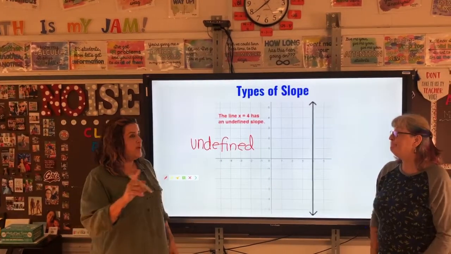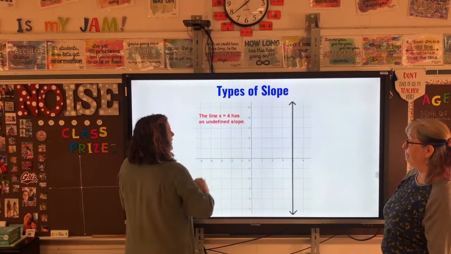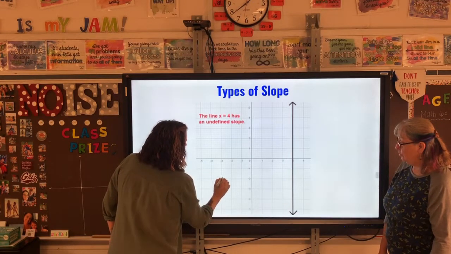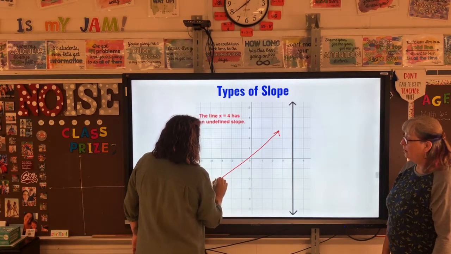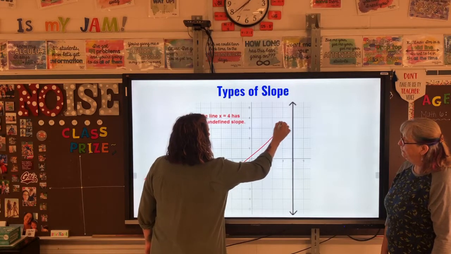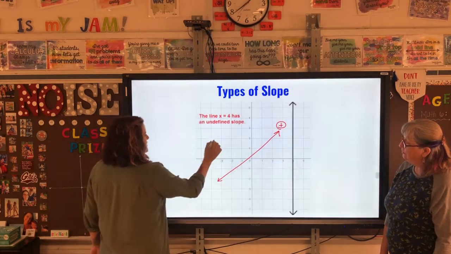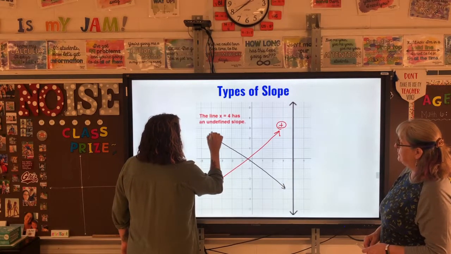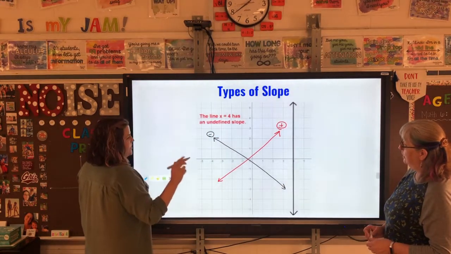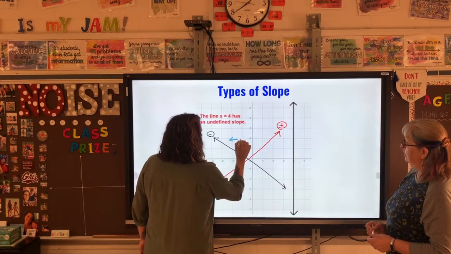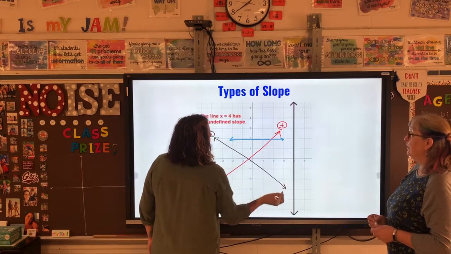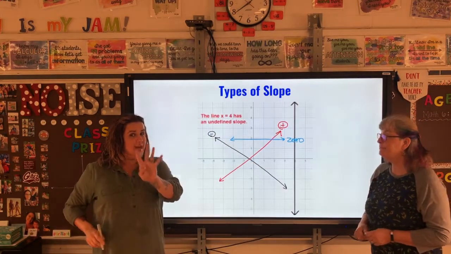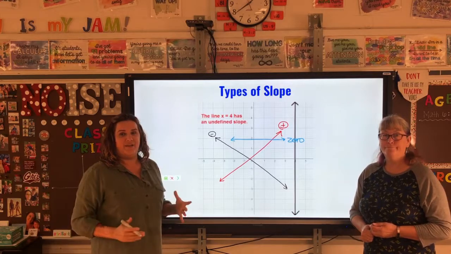That's right. So let's recap. Up and down vertically, undefined. If we're going from left to right, moving up, we have a positive slope. If from left to right we're going down, we have a negative slope. And if we're just going side to side, we have a 0 slope. So those are the 4 types you have to be able to identify.